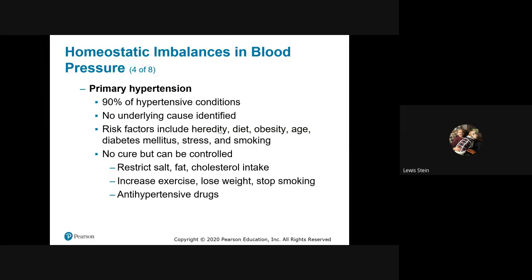We call it primary hypertension, the primary or essential hypertension. You really don't have a particular cause. All of these things: heredity, diet, obesity, age, other medical factors like diabetes, stress, smoking. You can try to reduce the stress in your life. You can treat diabetes. You can't alter heredity, but if you know those things, you can work on it. But all of those things are common sense, nothing here you haven't heard before.